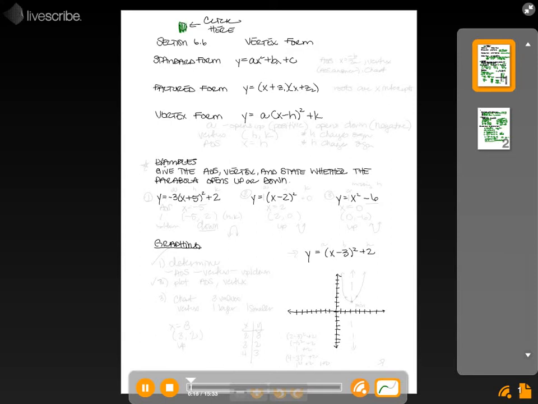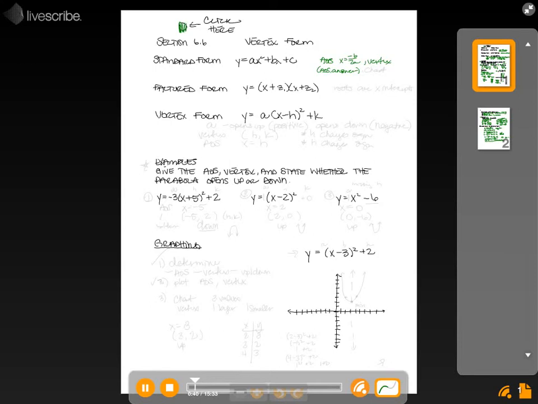For standard form, some of the things you have to remember are your axis of symmetry. Remember the formula for that is x equals negative b over 2a. Something you should remember is how to find the vertex. Those are things that we learned. And remember, your vertex is the AOS, and then the answer you get when you plug the axis of symmetry in.